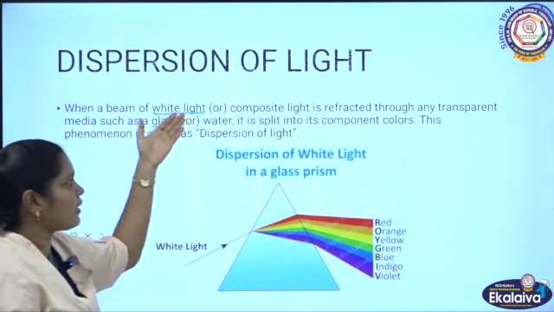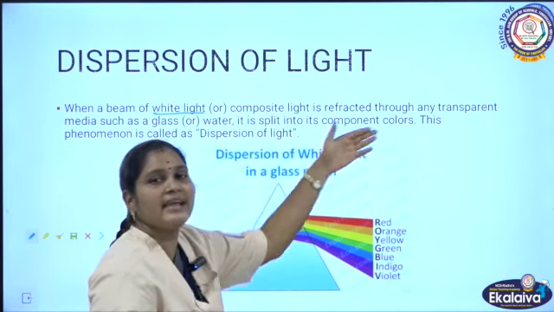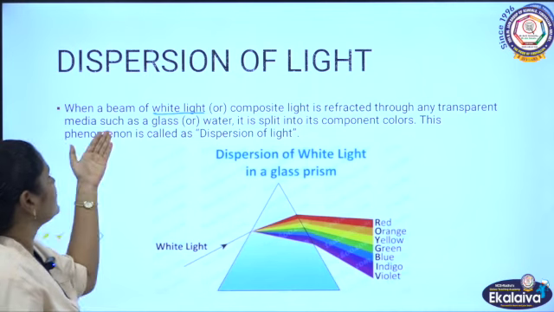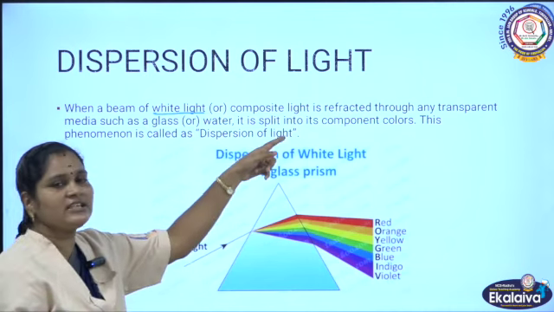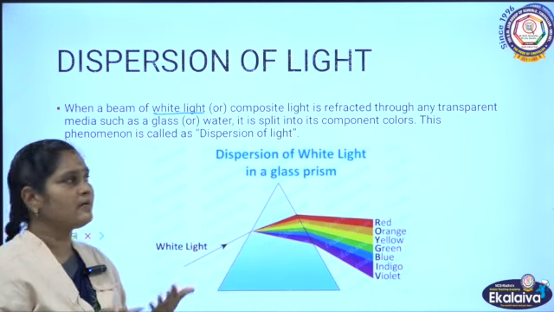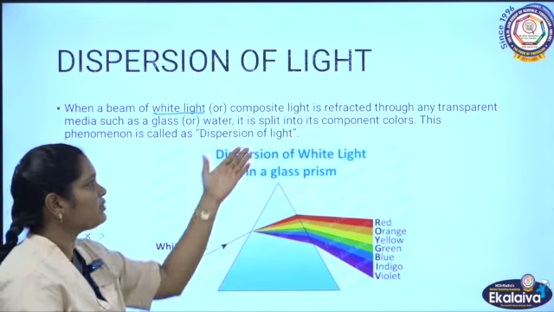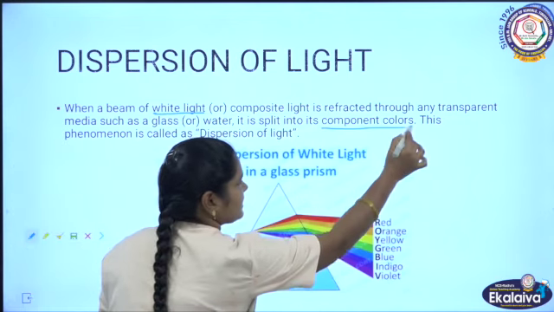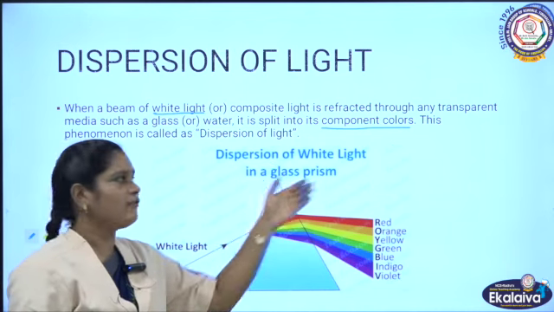When a beam of white light or composite light is refracted through any transparent medium such as glass or water, it is split into the component colors. The component colors, for example, are the 7 primary colors. This phenomenon is called dispersion of light.